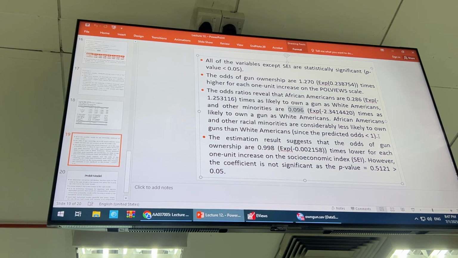And then the estimation results suggest that the odds of gun ownership for the case of SEI is 0.998, so very close to 1 already. It is slightly lower for each 1 unit increase in the socio-economic index. However, if you inspect the coefficient, it's not significant because the p-value is 0.5. So in terms of interpretation, we say there's no significant difference.